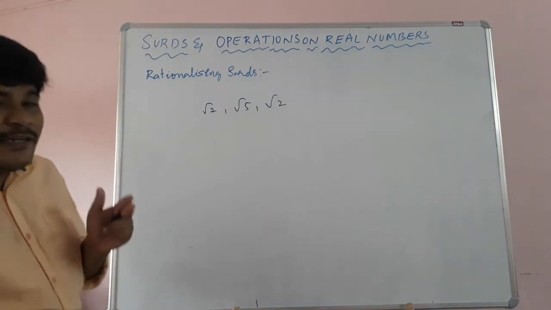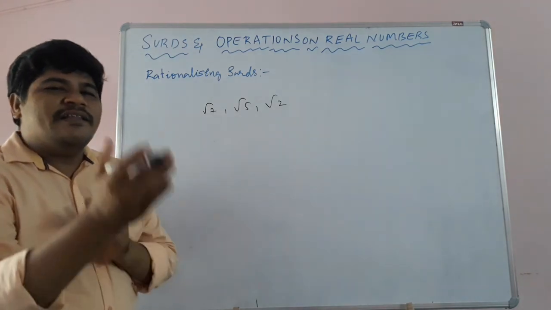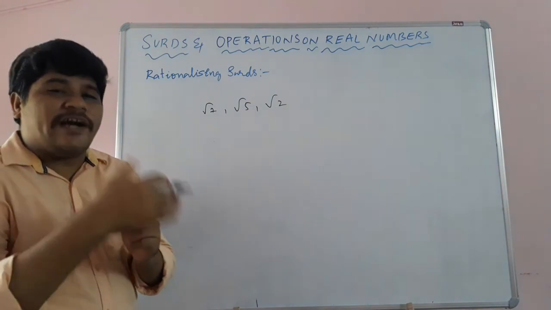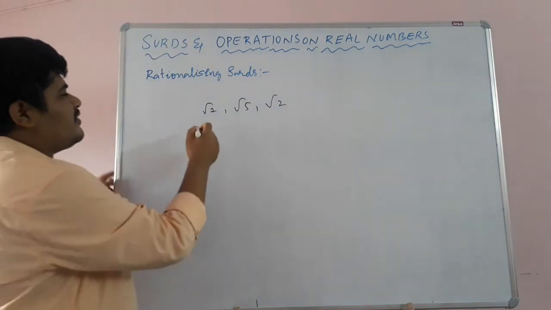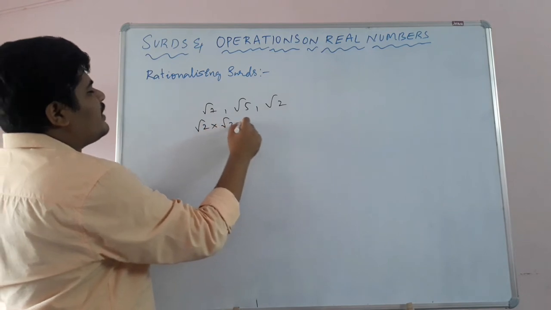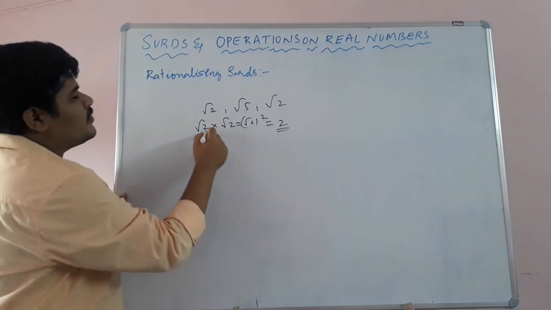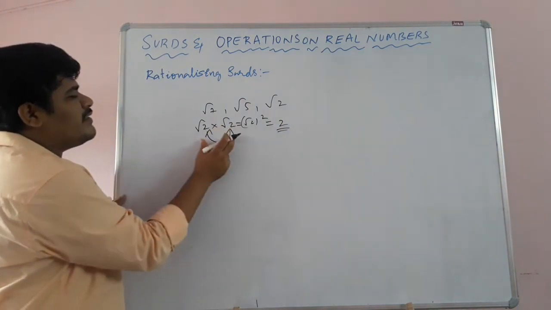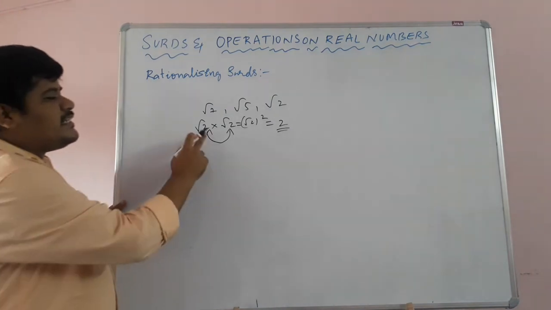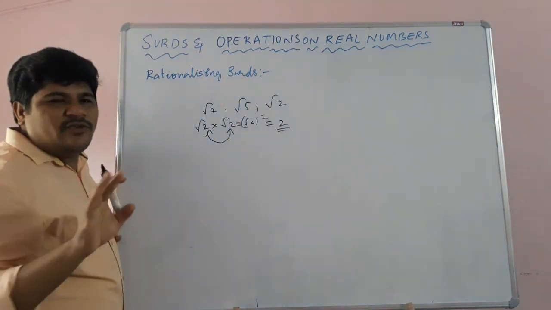And when we are multiplying two surds, and if our result is a rational number, then each is called rationalizing factor of the other. Means students, see here, suppose I am taking root 2. If I multiply this root 2 with root 2, I am getting root 2 square, which is equal to 2. Rational number. 2 is a rational number. So by multiplying this root 2 and this root 2, I am getting a rational number. Here, each is called rationalizing factor of the other. Okay, students, you got it?